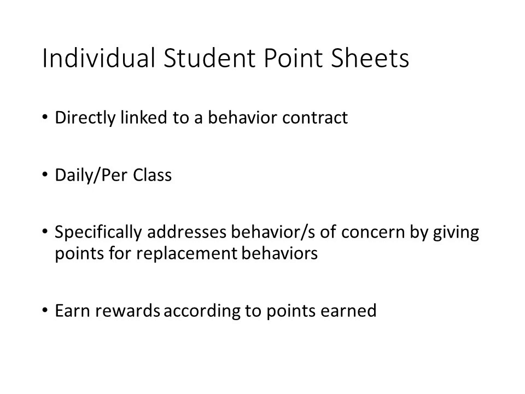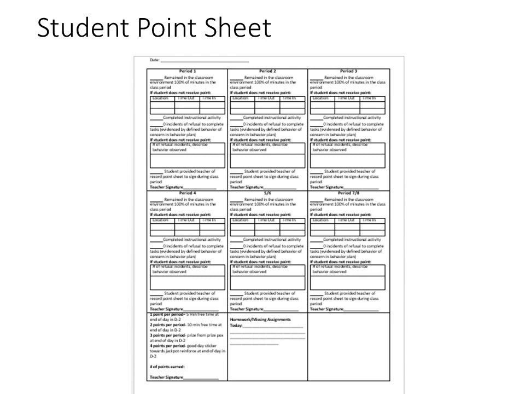Individual point sheets are directly linked to a behavior contract. They can be daily or per class. They specifically address behavior or behaviors of concern by giving points for replacement behaviors. The points earn them rewards according to what is specified in a behavior contract. Here's an example of a student point sheet.